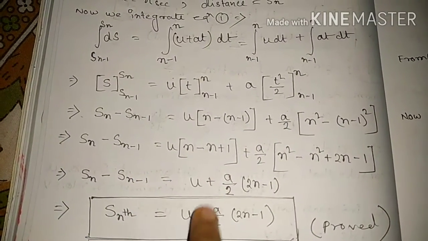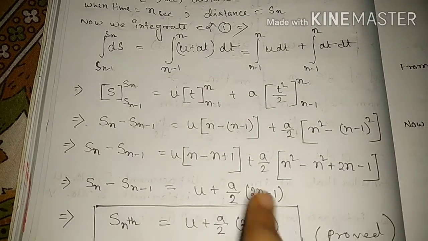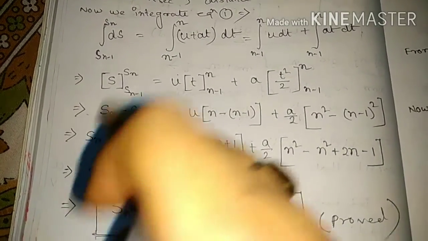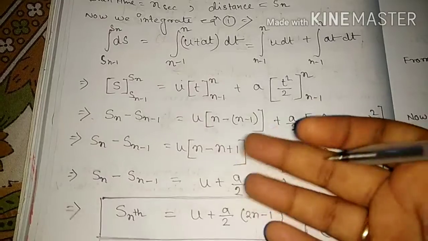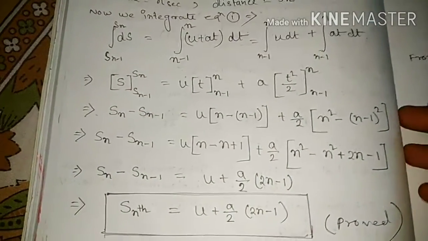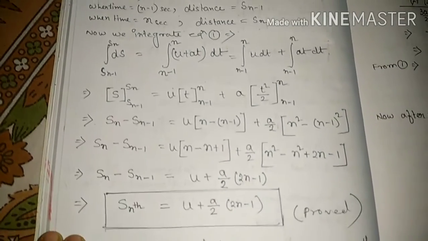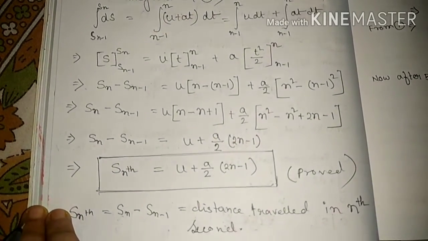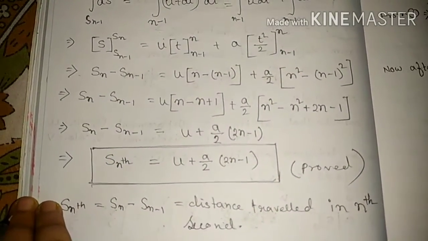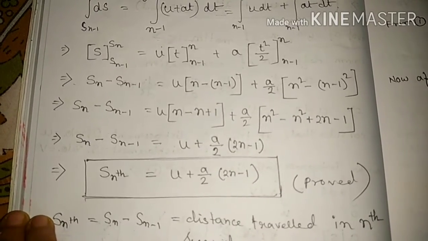That is equal to u plus a by 2 times (2n minus 1). We discuss some problems, then you will understand this fourth equation of motion. So did you understand the fourth equation of motion? The fourth equation of motion is related to distance traveled in its nth second by an object. Okay, let's take one example.